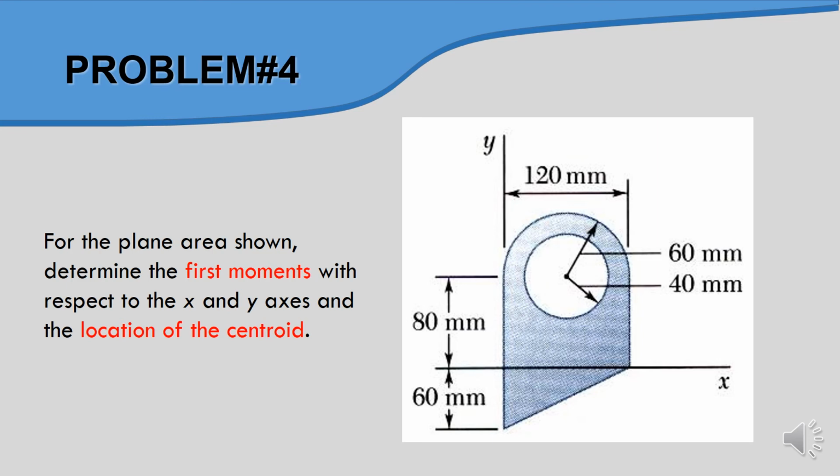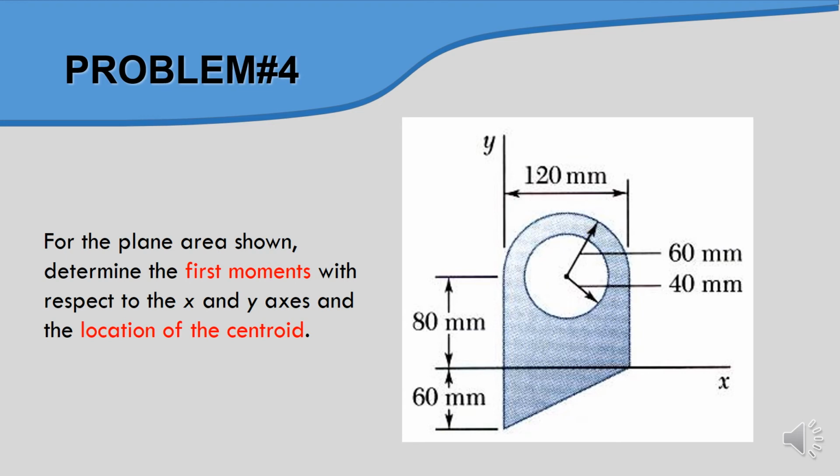And then we have problem number 4. This one related to several shapes. So we need to first obtain the first moment with respect to x and y axis. Okay, and then try to get the location of the centroid.